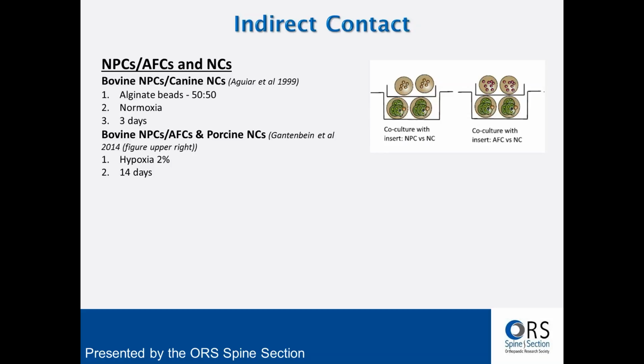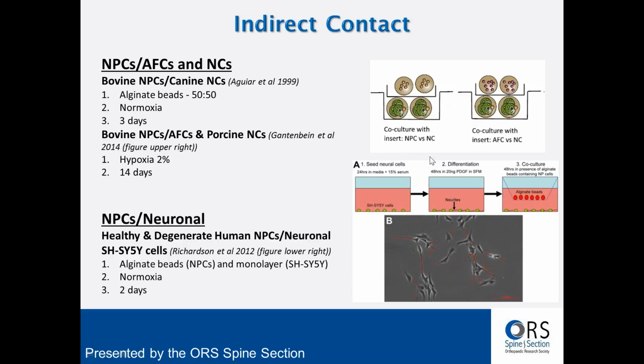So NP cells and AF cells have also been co-cultured with notochordal cells in alginate beads in normoxic and hypoxic conditions for up to 14 days. And here you can see the disc cells co-cultured in the transwells with the notochordal cells seeded in the wells.